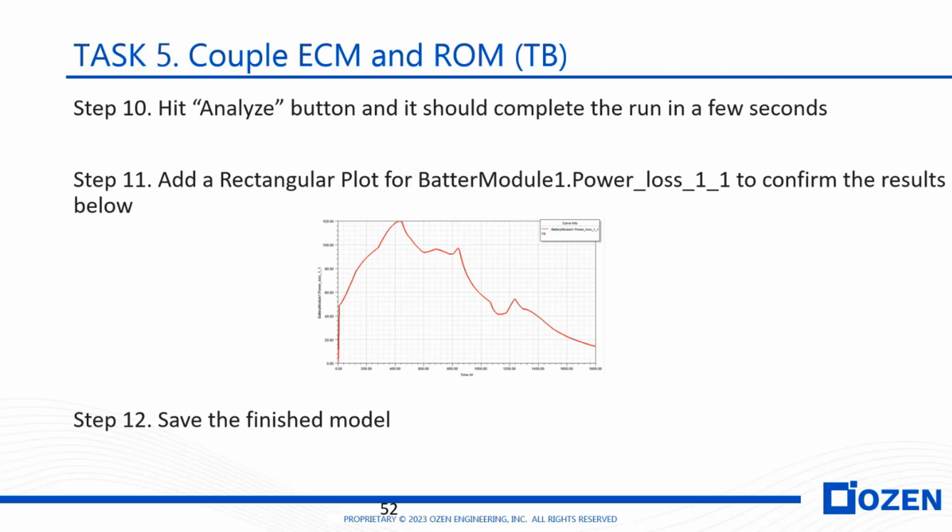All right, so next step is actually, once it's all hooked up, we're going to hit the analyze button. And again, the run should be very fast because we're not doing any CFD. We're just marching through the 1800 seconds of time step. And then what we see is under the new load now, this is what our power loss looks like, and then we can save the finished model.